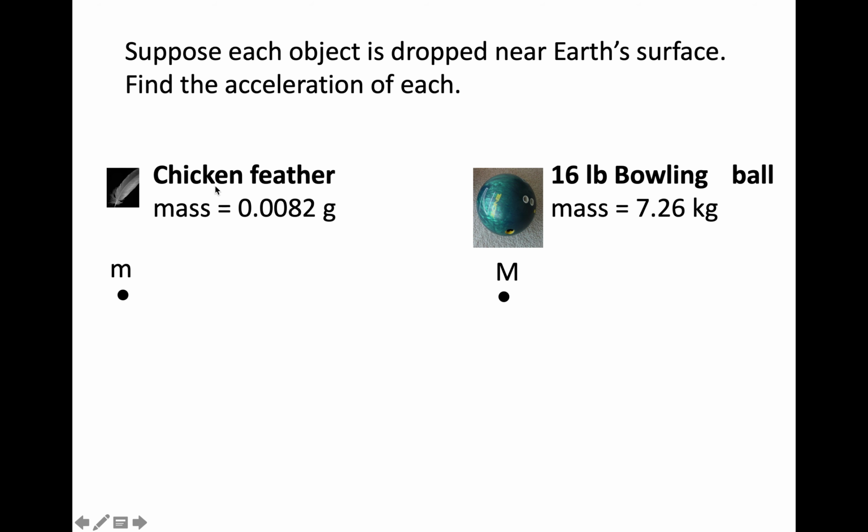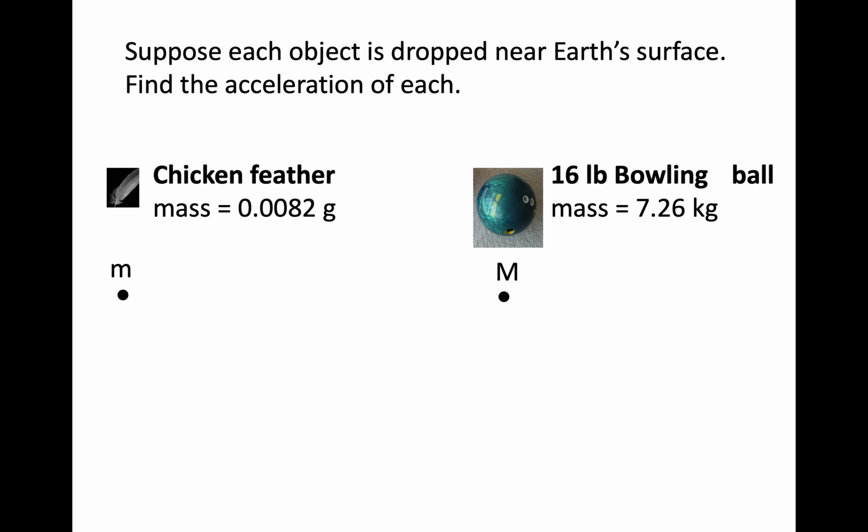So for the chicken feather, the force of gravity would be little m times g. And then to find its acceleration, we would have acceleration equals that force of gravity, so little m times g, divided by m. And the m's cancel out, and you just get the free fall acceleration of g. Then if we repeat that with the mass of the bowling ball, big M, once again, the force of gravity on the bowling ball would be capital M times little g. But then to get the acceleration, we divide that force of gravity by the mass, which is big M, and the mass cancels out. And so we get the same acceleration due to gravity.